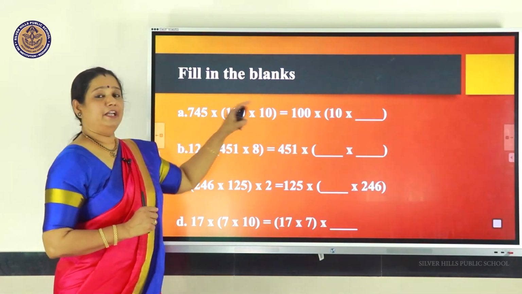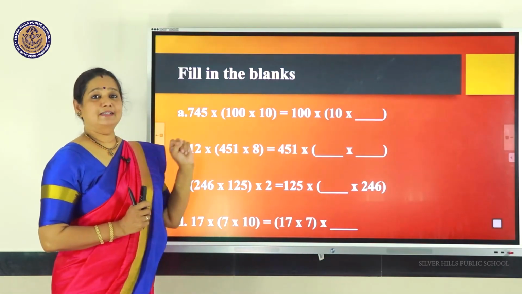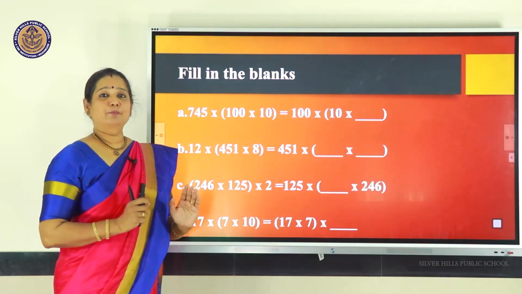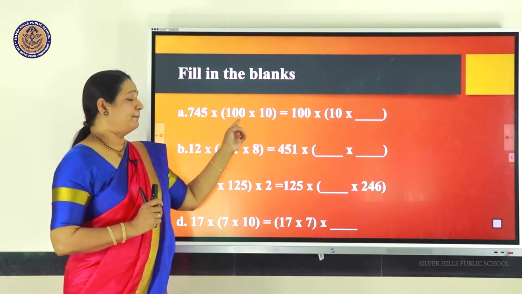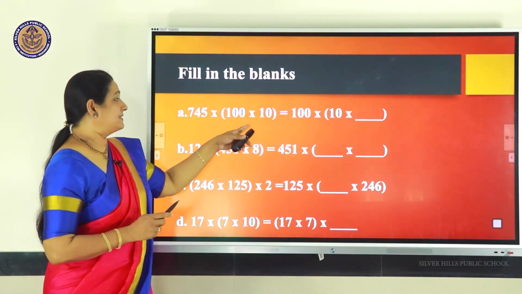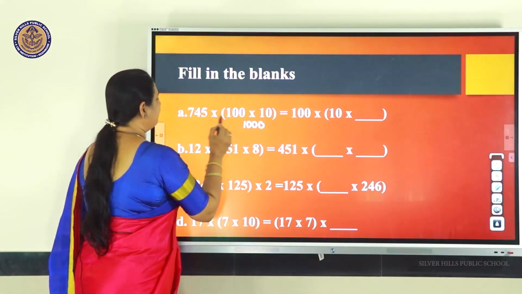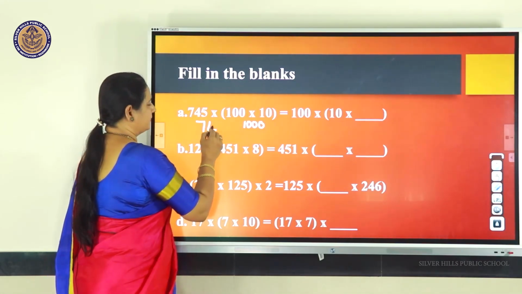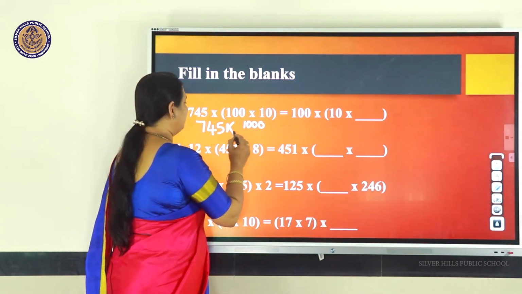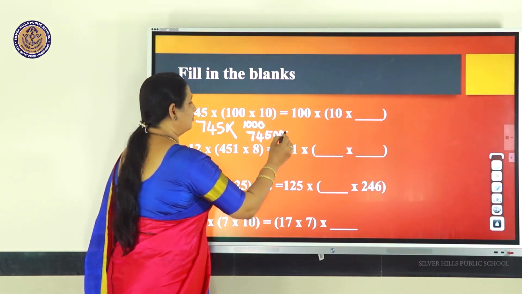745 into 100 into 10. Here you can see three factors. Which are those three factors? 745, 100 and 10. First you multiply the numbers which are inside the bracket, 100 into 10. So, you will come to know that is 1000. 100 into 10 is 1000. 745 into 1000, you are applying those zeros there. So, it will be 7, 4, 5, 0, 0, 0.